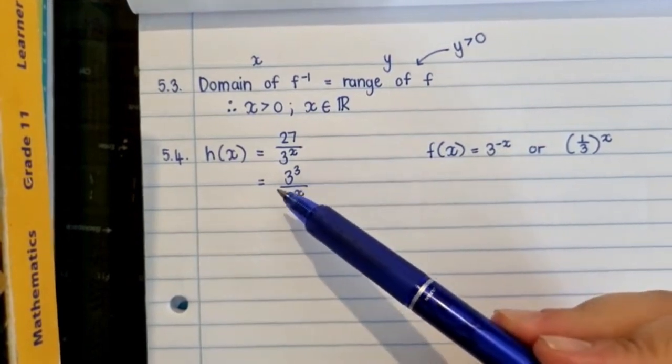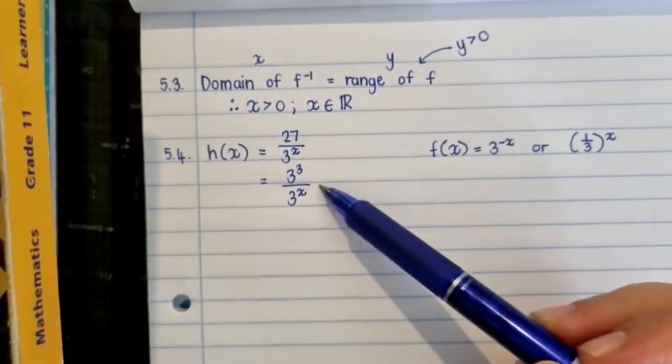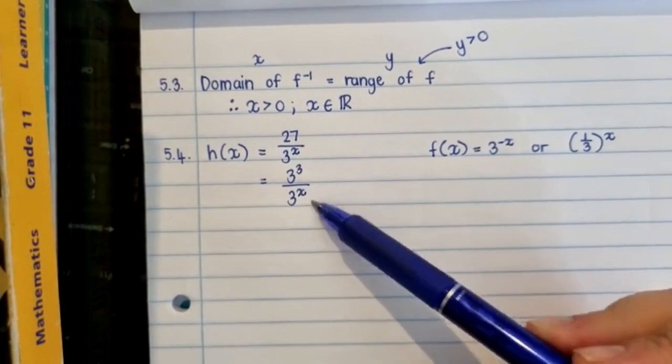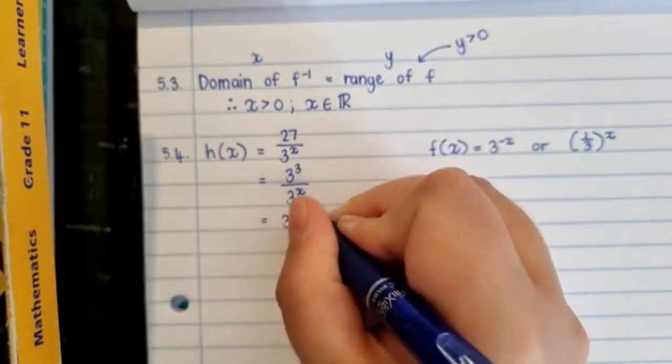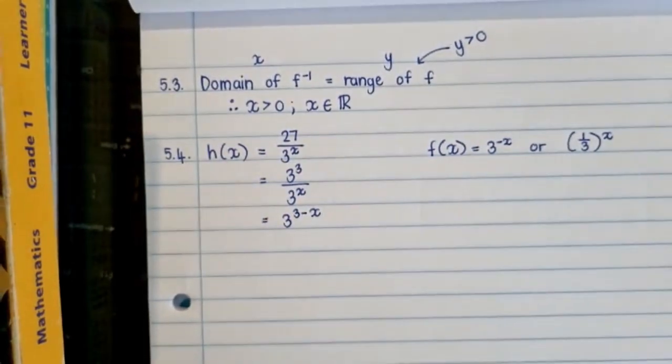Now we need to think back to grade 8, grade 9 exponent laws. When you are dividing and you have the same bases, you're going to minus the exponents, right? So you're going to say 3 minus x.